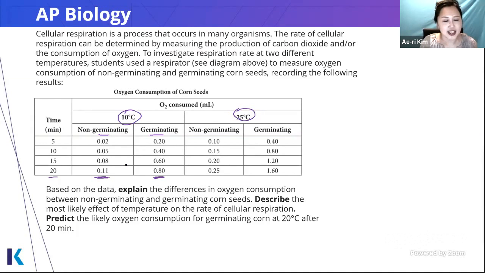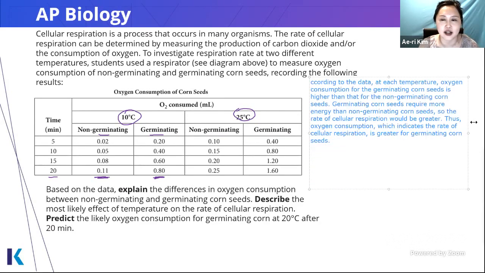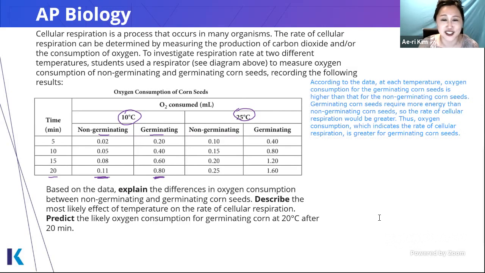Nice. Okay, so explaining that difference, first of all, I'm just going to copy paste this. There we go. So the first part of this, I would think something like this. This is a little bit wordy. You certainly don't need it as intensive as this one, but at each temperature, the oxygen consumption is higher. Germinating seeds require more energy than the non-germinating, so the rate of cellular respiration is higher. And so oxygen consumption, which is indicative of that cellular respiration, will be greater for the seeds that are germinating.